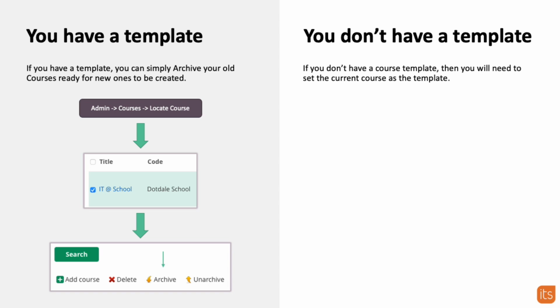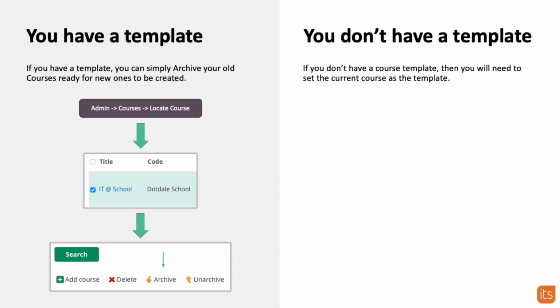In this case, I've ticked the box next to the IT at School course, and as soon as I tick that box next to IT at School, then just above it on the menu bar, I can click Archive. And that's all we have to do. Select the courses. We can do lots of them at the same time if we want. Select the courses and click Archive.